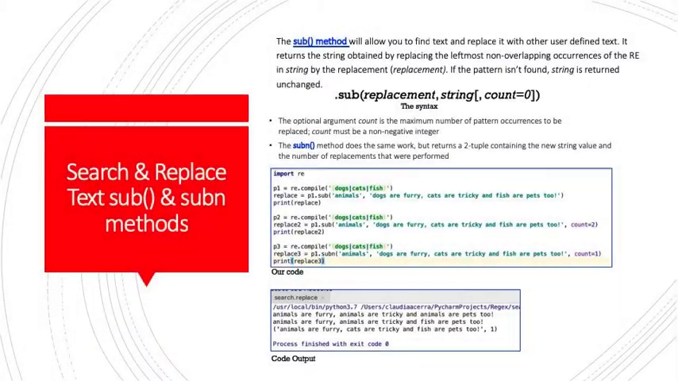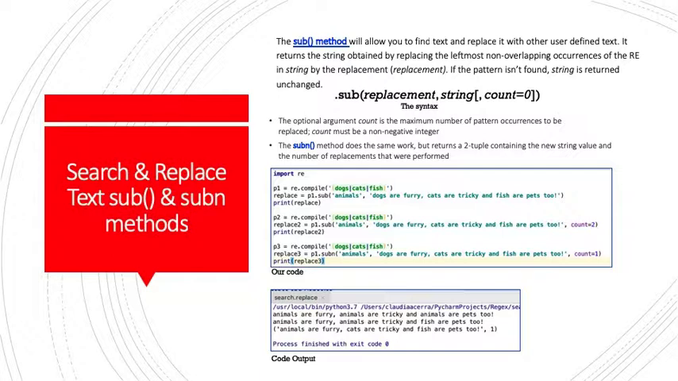Okay, and we finish up this fourth and final course with search and replace, talking about the sub and subn methods, respectively. The sub method will allow you to find text and replace it with other user-defined text. It returns the string obtained by replacing the leftmost non-overlapping occurrences of the regular expression in the string by the replacement. If the pattern isn't found, the string is returned unchanged.